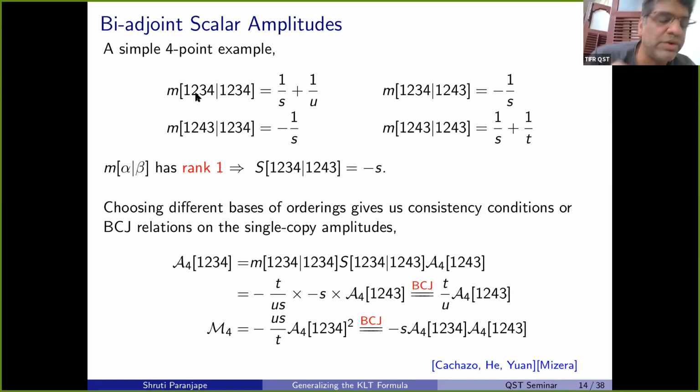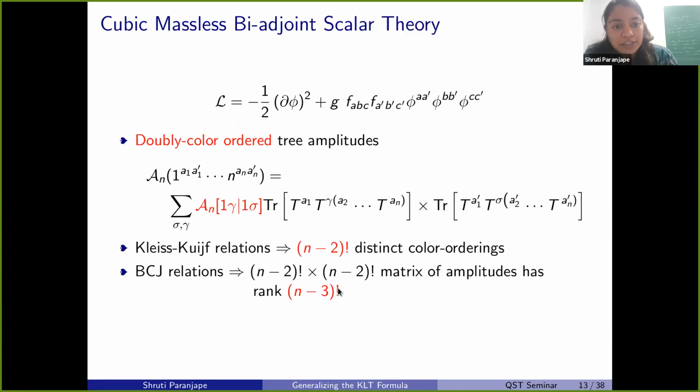I'm sorry, Shruti, to slow you down. You went from (n-1)! to (n-2)! on the last slide. How was that, please? These are called the Kleiss-Kuijf relations. They're basically relations between these trace structures when these trace structures come from a Lagrangian with only f^{abc}s. I see. Okay. Thank you.